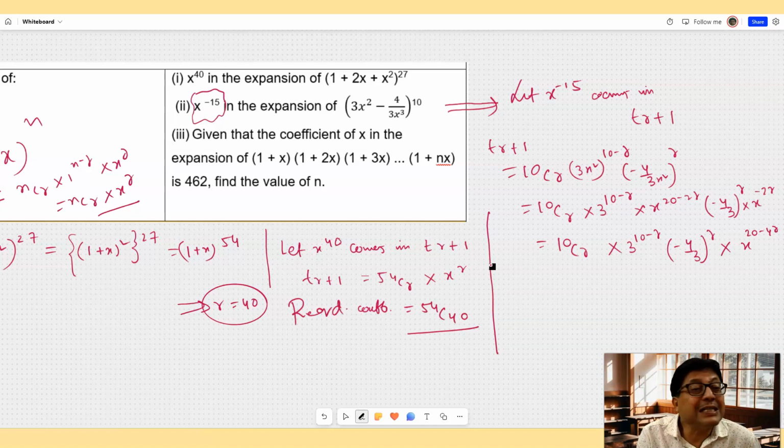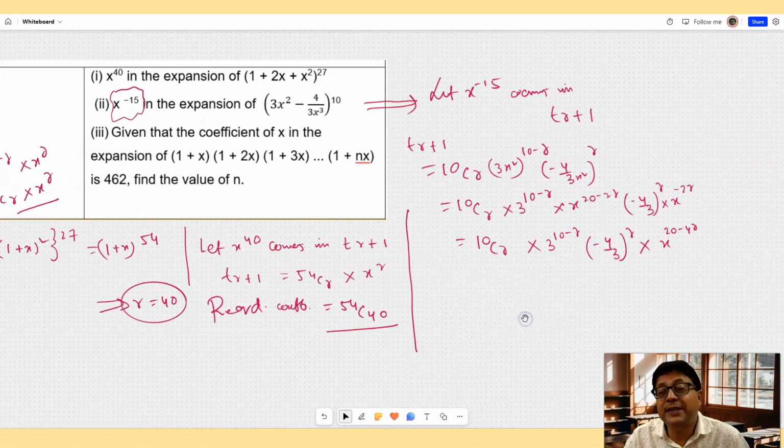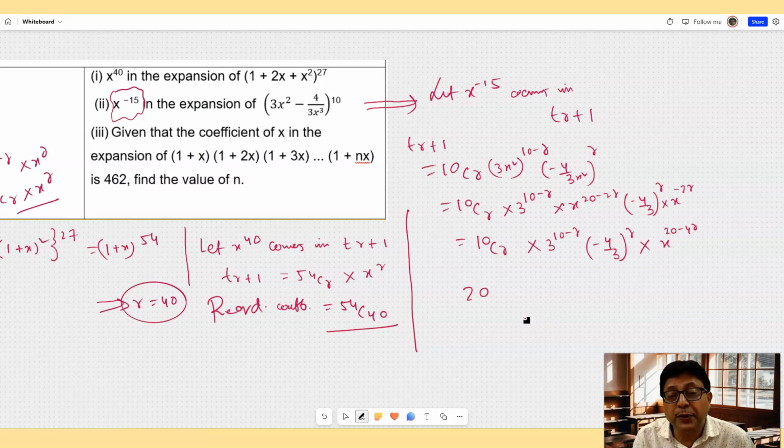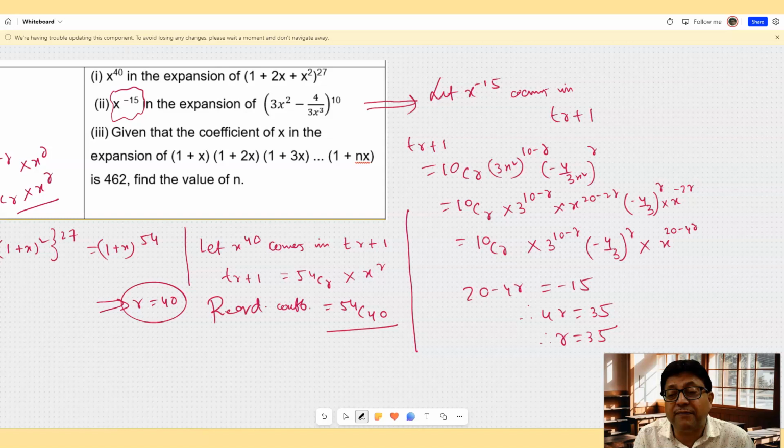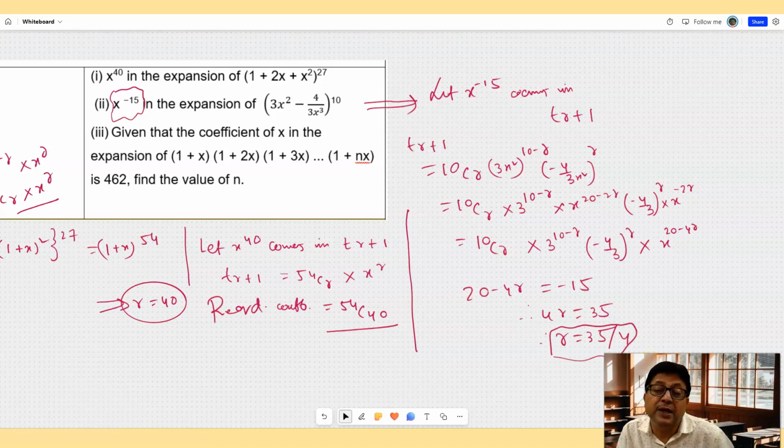What did you expect there? x to the power minus 15. But you found the general term here. So compare 20 minus 4r with minus 15. So we are getting 4r equal to 35. r is becoming a fraction. Not possible. A term cannot be 35 by 4. So your answer will be like this: such a term in this binomial expansion never occurs.